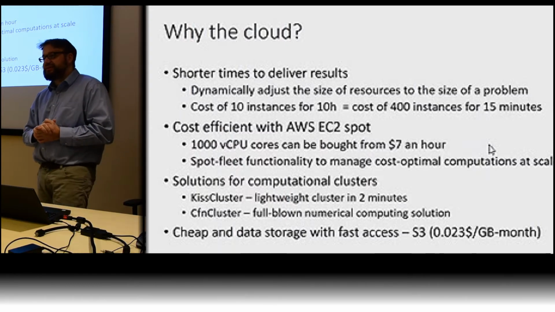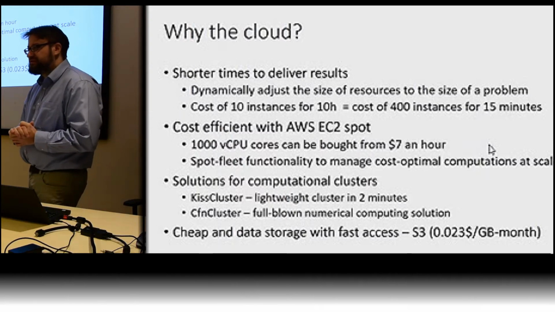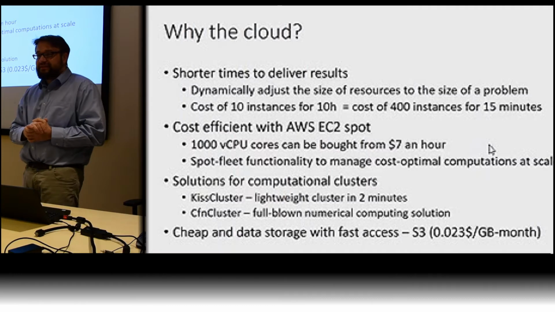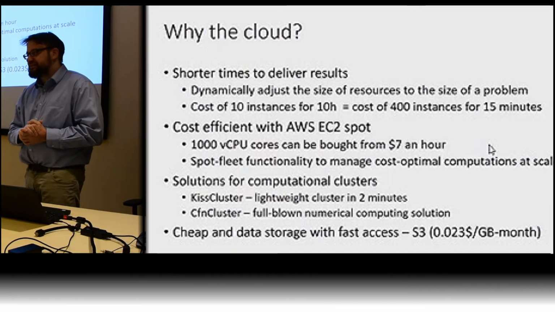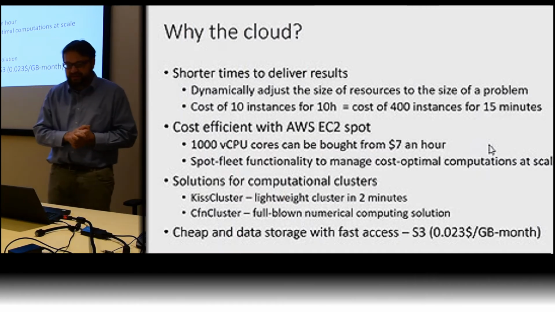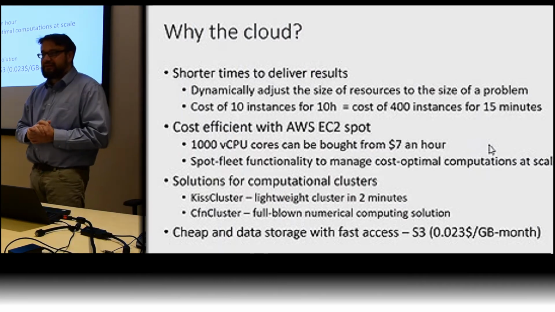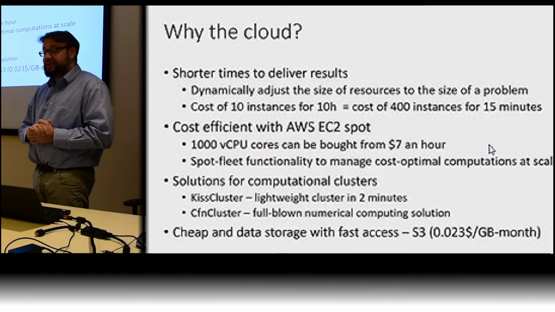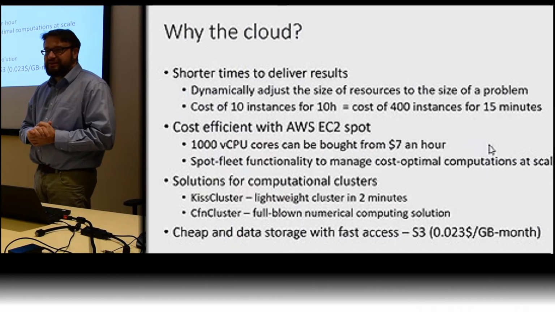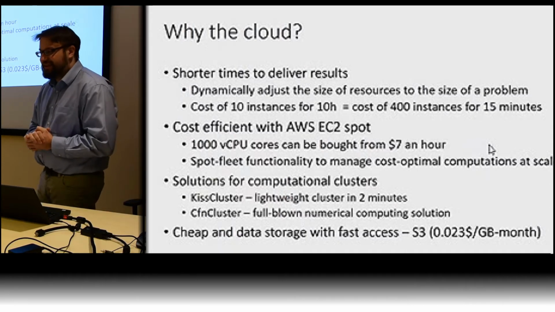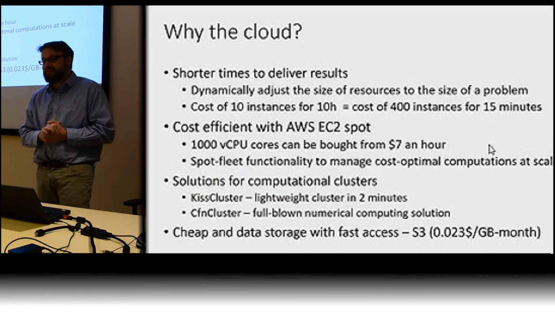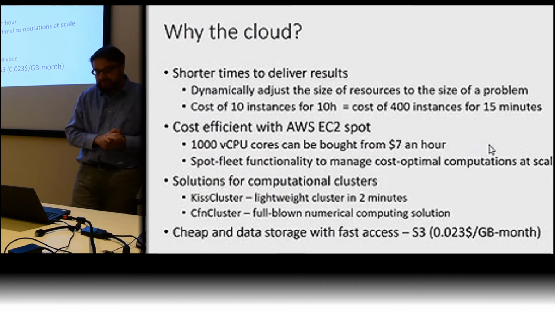Another issue related to that is cost efficiency. With the AWS EC2 spot model, it's possible to run 1,000 servers, 1,000 cores, for something like $7 an hour, which is basically a very low price. It's even low compared to electricity costs. If I wanted to keep all the servers at my house, I would probably pay about the same for the electricity bill.